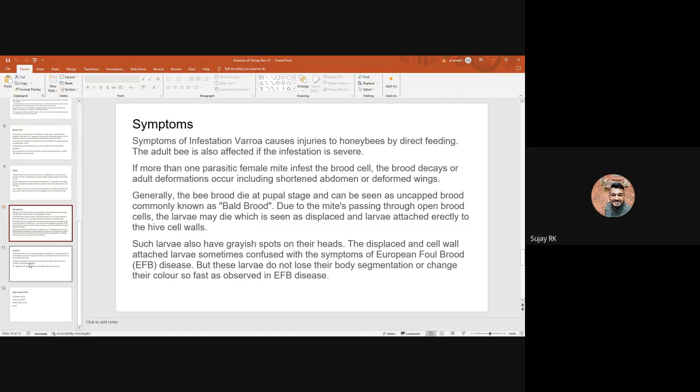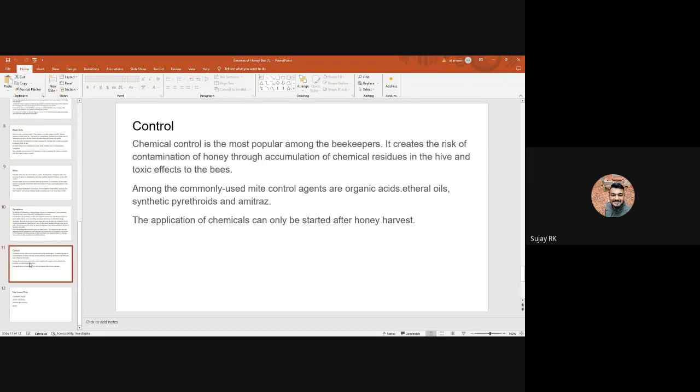Next, chemical control to manage the pest attacks from these mites. The chemical control is one of the most popular practices that most beekeepers follow. But we need to be very particular and very cautious. The chemical treatment may create the risk of contamination of honey through the accumulation of chemical residues.